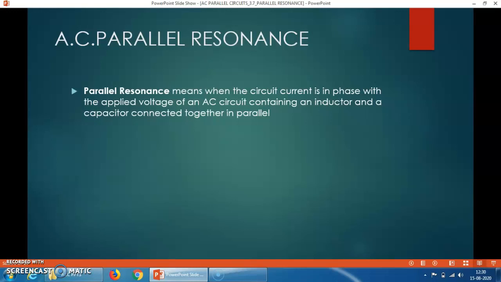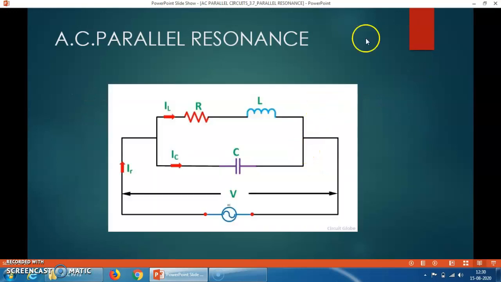So let's understand by the circuit diagram. One coil having a resistance of R ohm and an inductance of L henry is connected in parallel to a capacitor having a capacitance of C farad. This is the circuit diagram for parallel resonance, connected to the AC supply. Here IR, the circuit current, is split into two branches, IL and IC. IL is the current flowing through the coil, or through the RL branch, and IC is the current flowing through the capacitor.